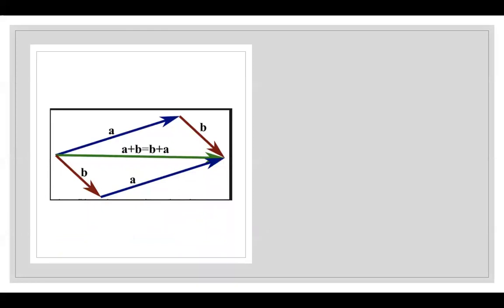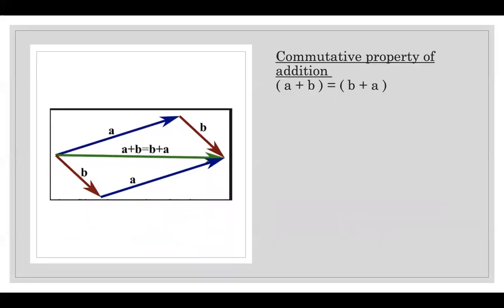Well, this is the first property, which is called the commutative property of addition, which is a plus b equals b plus a. This is the same because of the parallelogram law. Here are two sides of edges that are defined as a plus b, and there's also one defined by b plus a. But they are the same diagonal of the parallelogram.